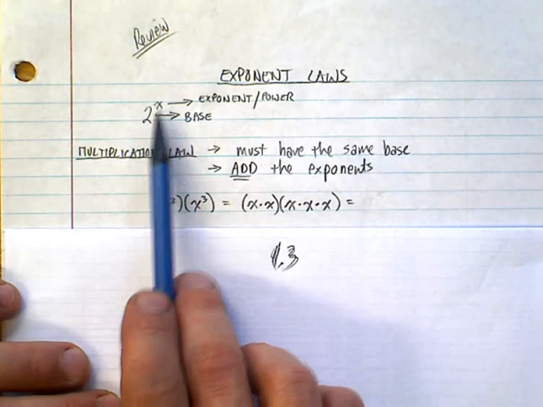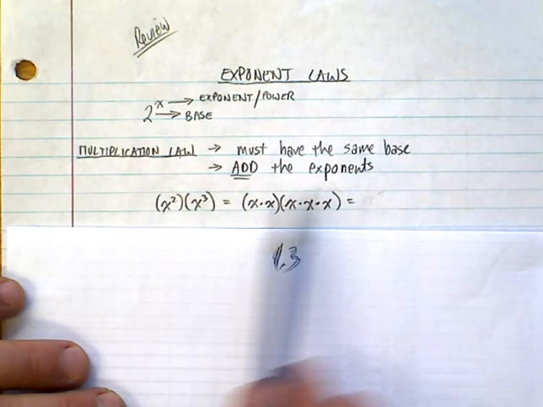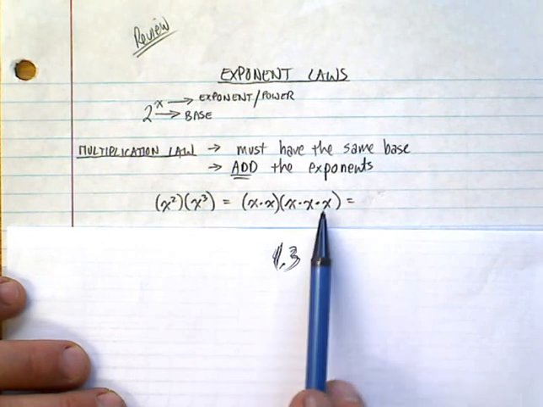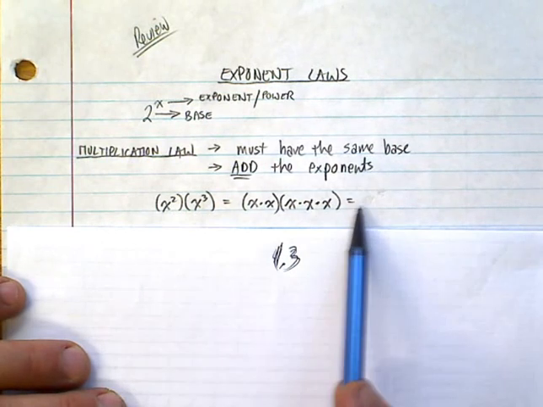Base, exponent. The multiplication law means they have to have the same base. If they're the same base and you're multiplying, all you do is add the exponents. Boom, boom. So x to the power of 5. Okay, x to the power of 5.